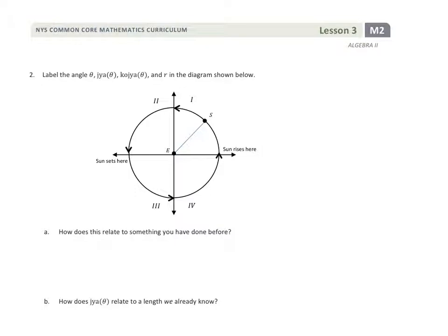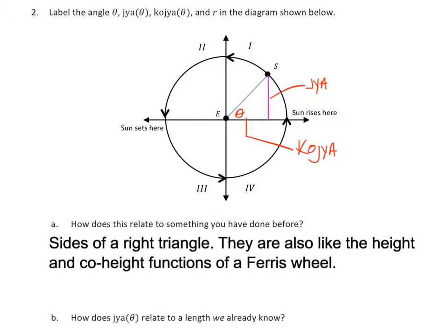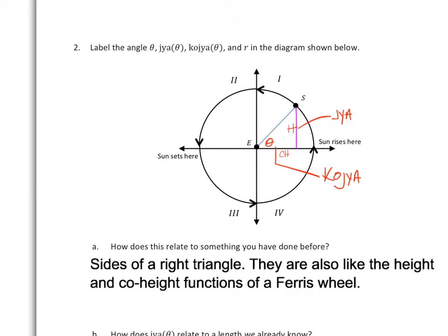So now label the angle theta, jaw, and cojaw, and r in the diagram below. And I've done that for you, and we already did that before, so there's no need to copy that again. And how does that relate to something that you've done before? Well, the sides of a right triangle, they are also like the height and co-height functions of a Ferris wheel. So if you look at this, you have the height function and then the co-height function there for the legs of the triangle. That is where that came from.